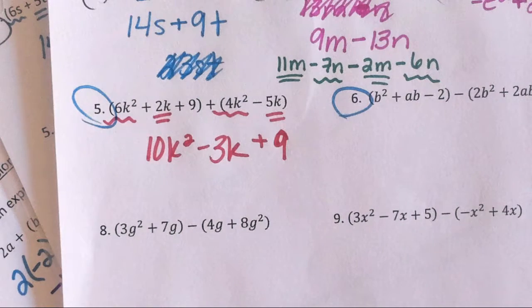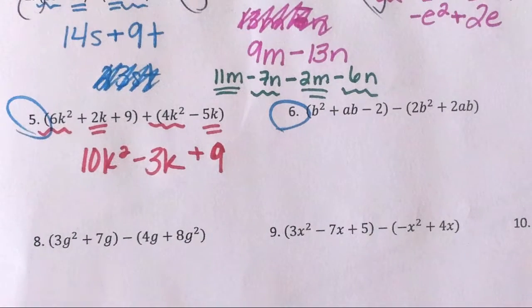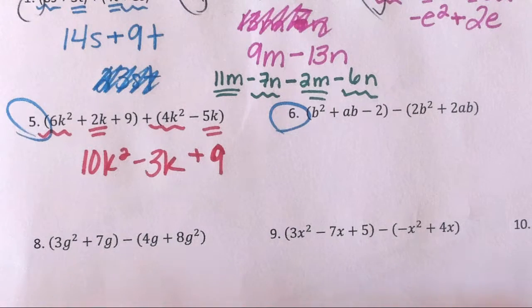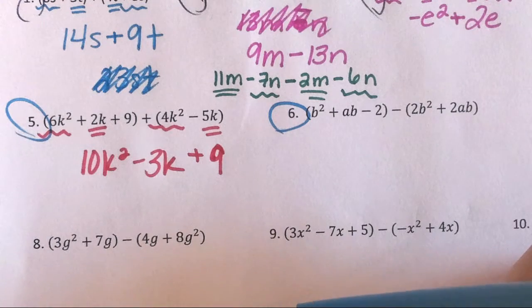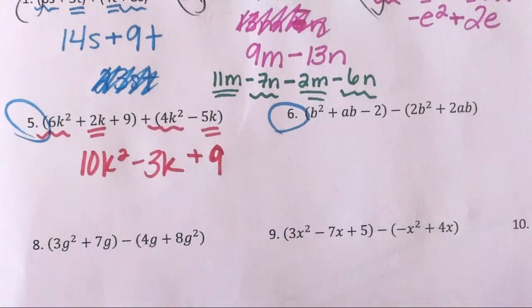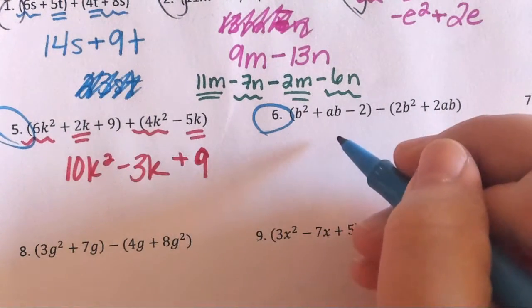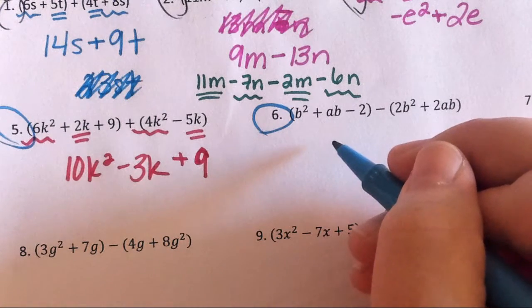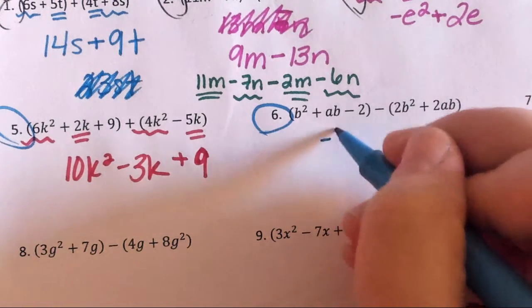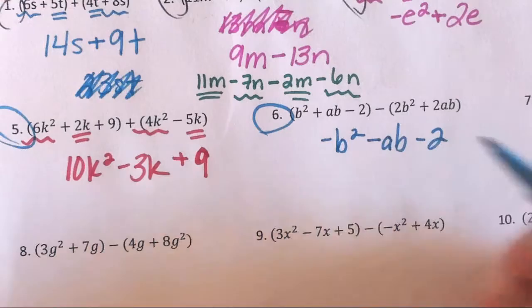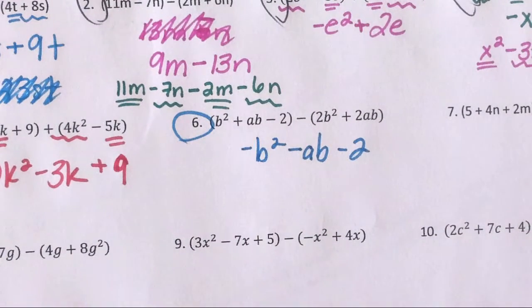A different group want to try number 6? Any volunteers for number 6? Oh, please do. Go for it. You need to explain how you did it, or final answer's fine. I got negative b squared minus ab minus 2. Okay, his answer is 100% correct. You may give your group a point.